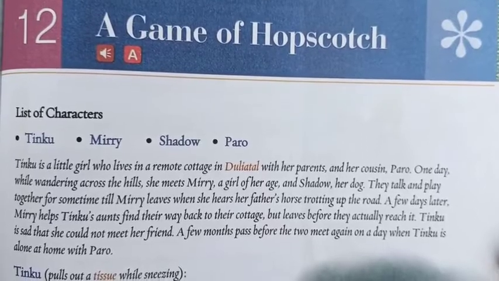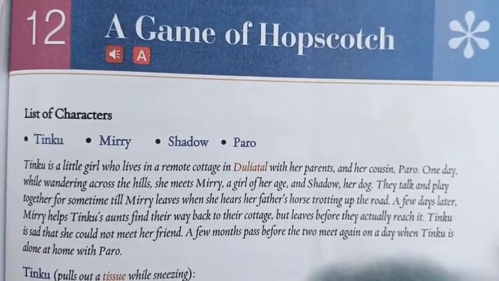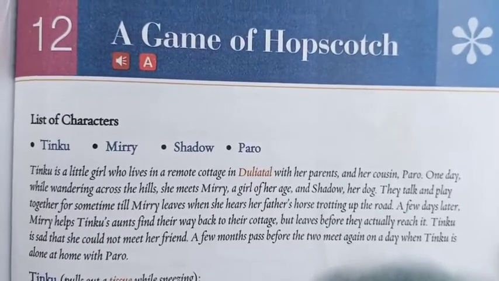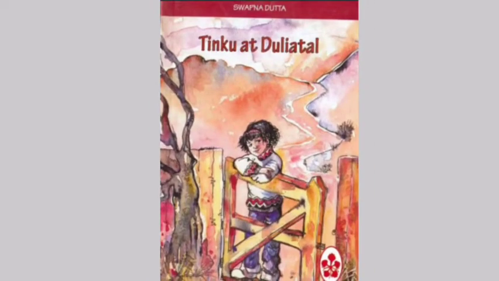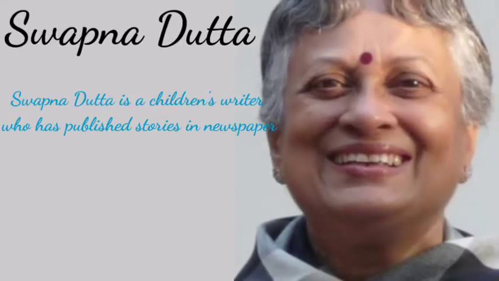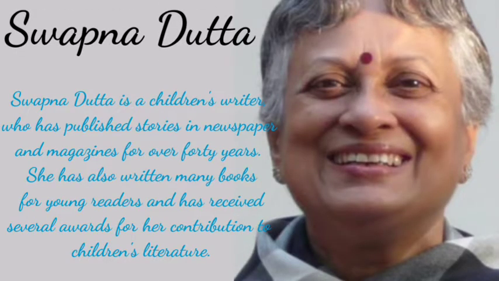So children, I want you all to take out your books, turn to page number 115 and be ready with your books. Children, this text is adapted from Tinku at Duliatal by Swapna Datta. Children, the writer Swapna Datta is a children's writer who has published stories in newspapers and magazines for over 40 years. She has also written many books for young readers and has received several awards for her contribution to children's literature.